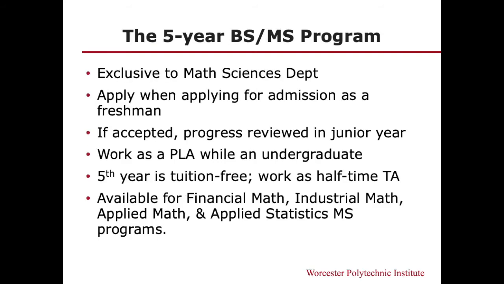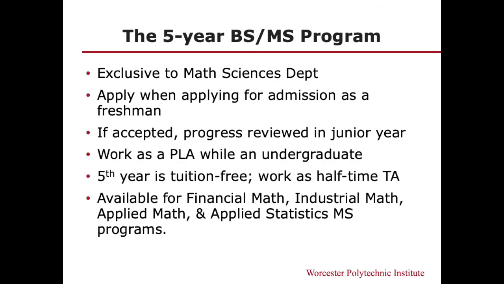The 5-year program is something that is exclusive to the math department, and you have to apply for it when you're applying to admission, undergraduate admission to the university. So there's a box on the application that just says, check here if you're interested in the 5-year program in math. We strongly suggest that you check that box if you're considering majoring in math or actuarial math, because if you're accepted, it provides an option to use this program, but it is not a requirement to use this program.